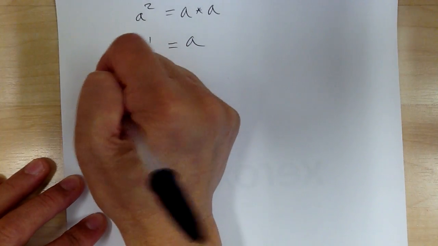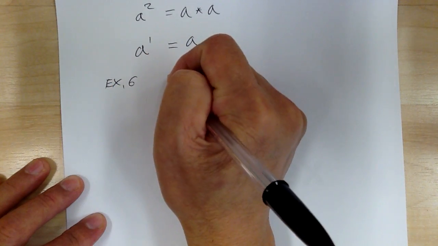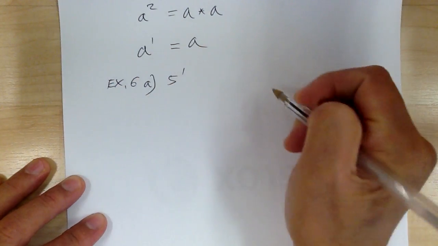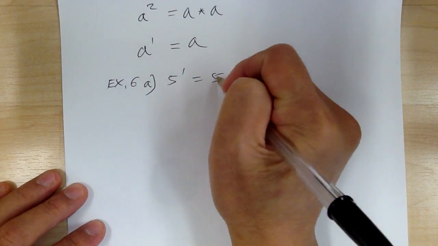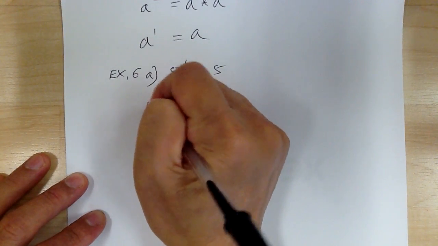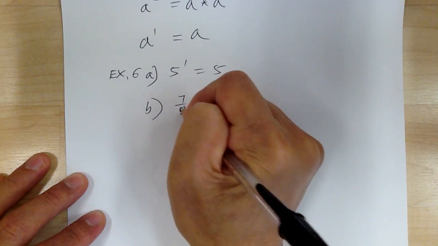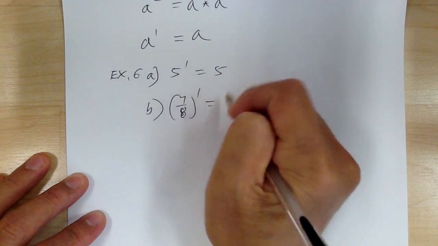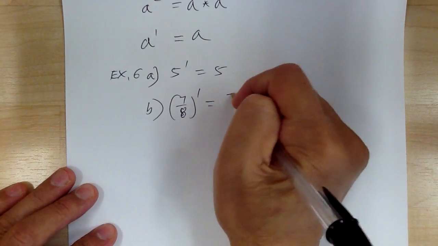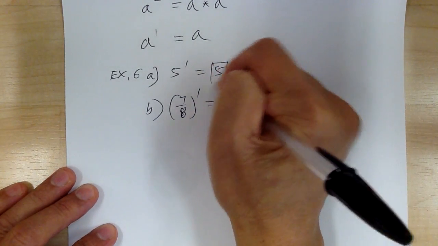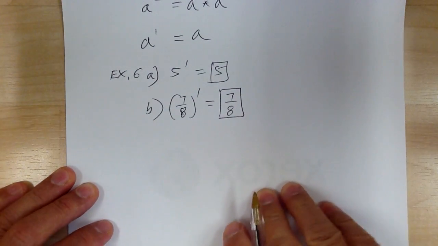So if you have example 6, like 5 to the 1, well, if you have only one of them, you have nothing to multiply, so it'd be just 5. And for B, you have 7 over 8 to the 1 power. Again, you have only one power, meaning only one of them with nothing else to multiply, so it would be just 7 over 8. So that's what it's saying.